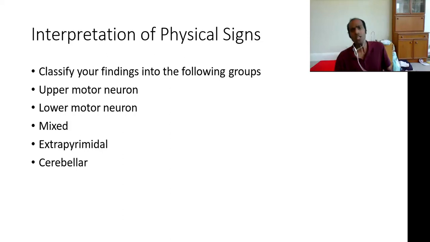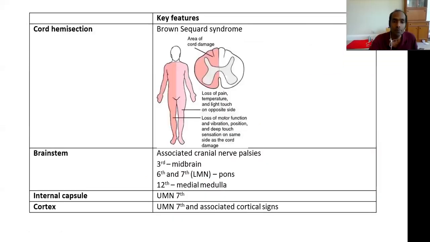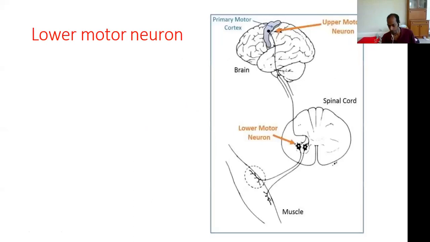Now, the first step is, when you finish your limb examination, try to package your physical signs into one of these five packages. I will again revise this, but very quickly. So you will just need to study this now and practice this. Right. Now, I will just skip this slide and go to this first.